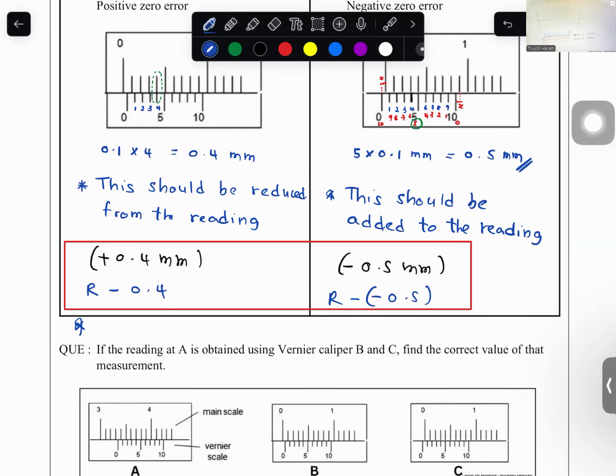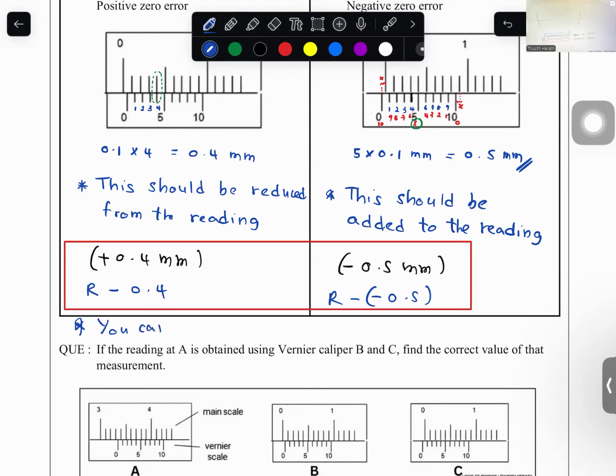Okay, first complete it. And I assume that you have completed it or taken a screenshot or something, right? So right here, you can reduce the error from the reading. You can always reduce the error from the reading.